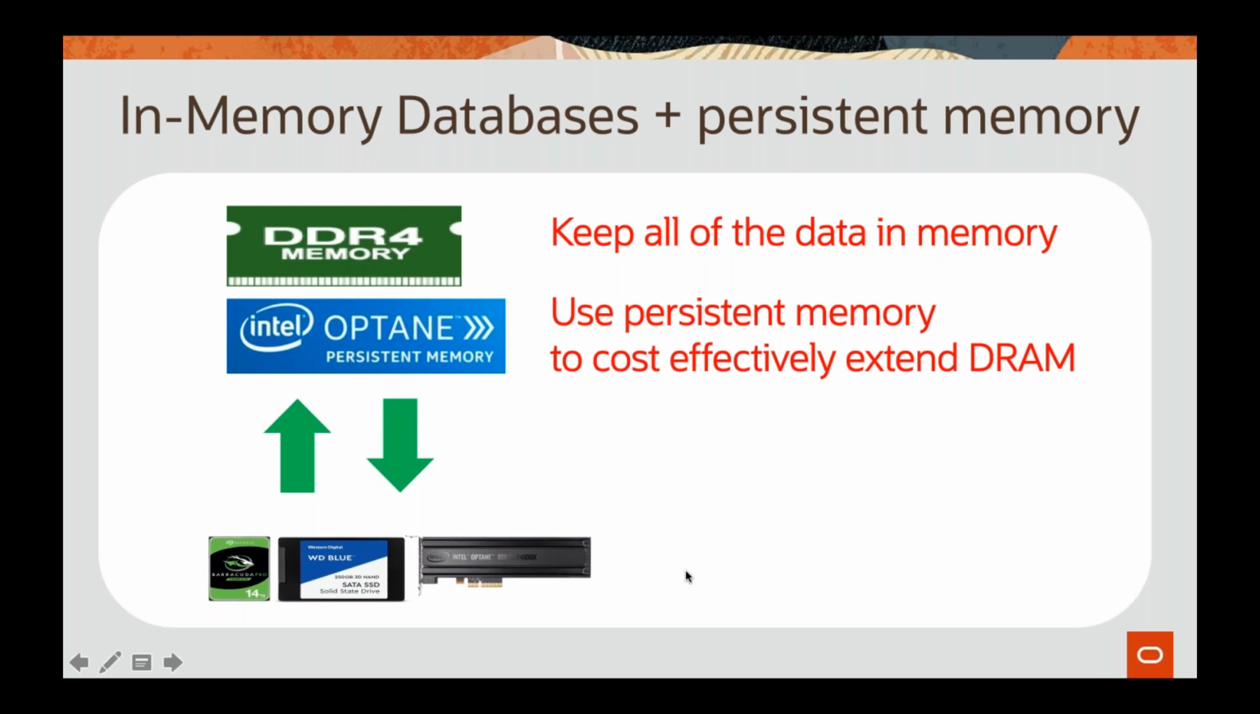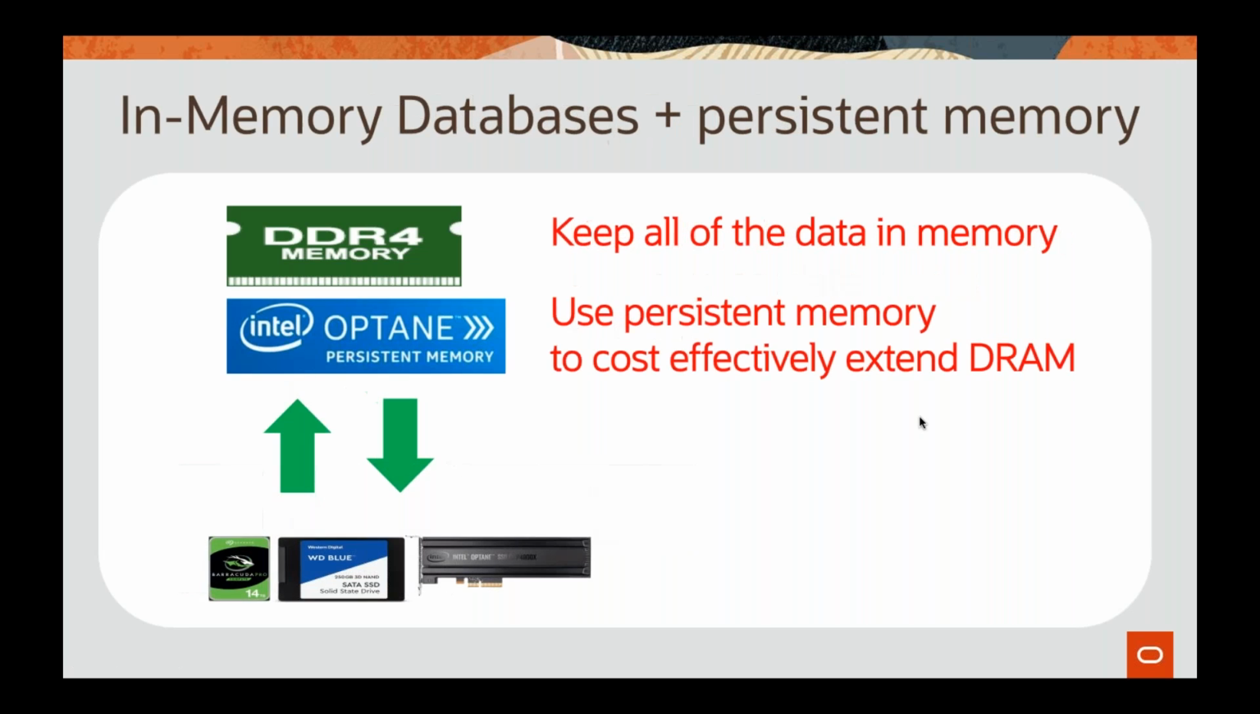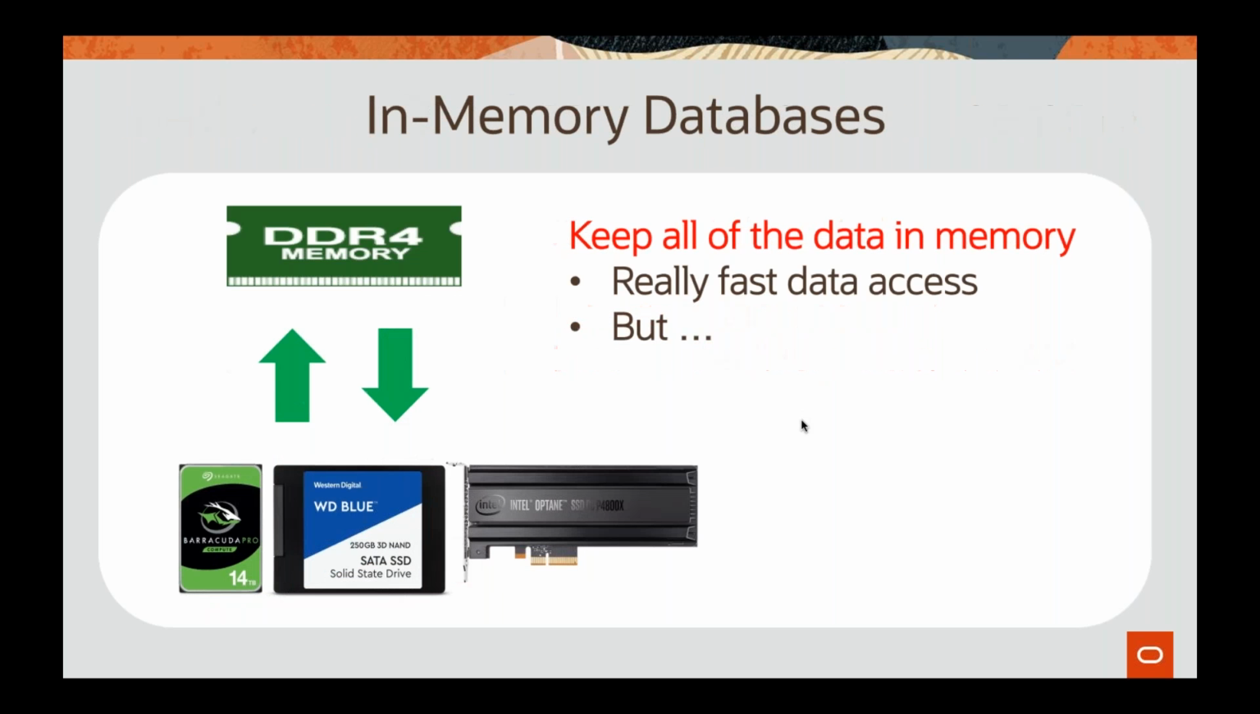I'm going to talk about doing the database all in memory. So you completely get rid of the buffer cache. We're talking about using all of the data in memory and using persistent memory to cost effectively extend the memory, the DRAM. When you have all of the data in memory, it gives you really fast data access, but there's downsides. If you have lots of data, you've got to have lots of memory. So that's where persistent memory can help.